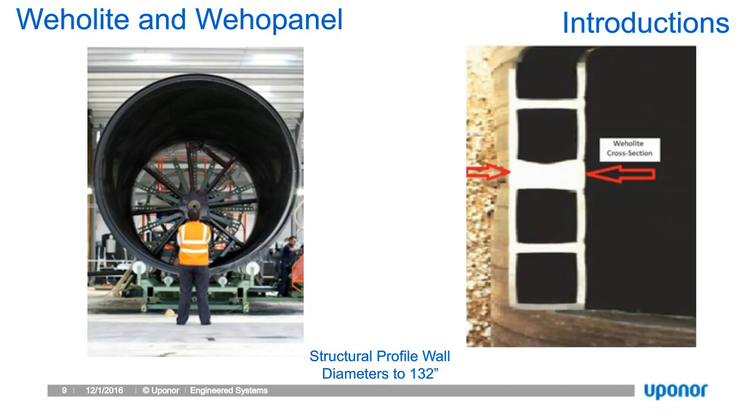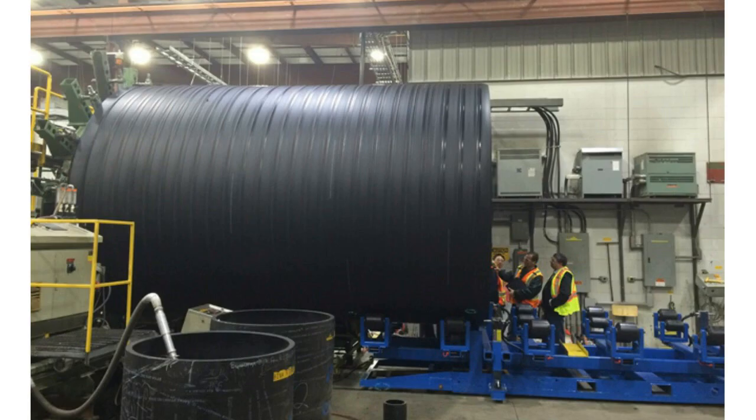If we take the box beam structure and put that onto a winder on a helical drum, we can wind that into a very large diameter pipe, or we can weld it just in a straight plane and produce the Weho panel. So there's just two pictorials of the raw materials that we're looking at. Here's one of the Weholite pipes coming off of one of our production lines. This is a smaller one, but we can produce up to 14-foot diameters.